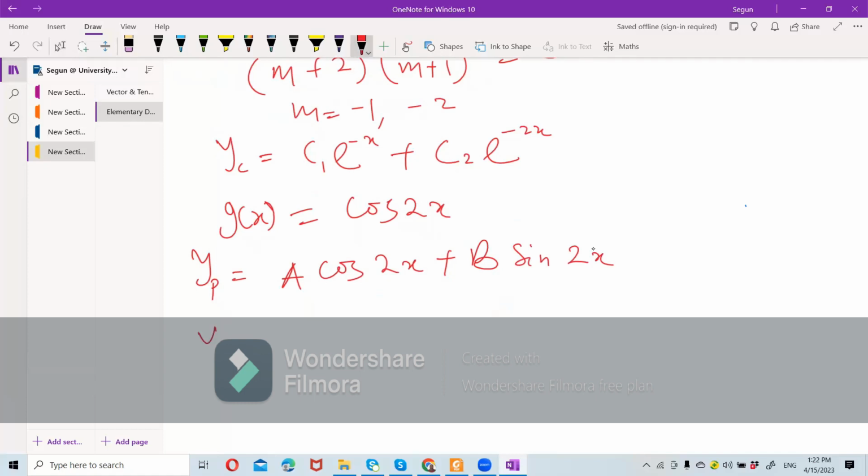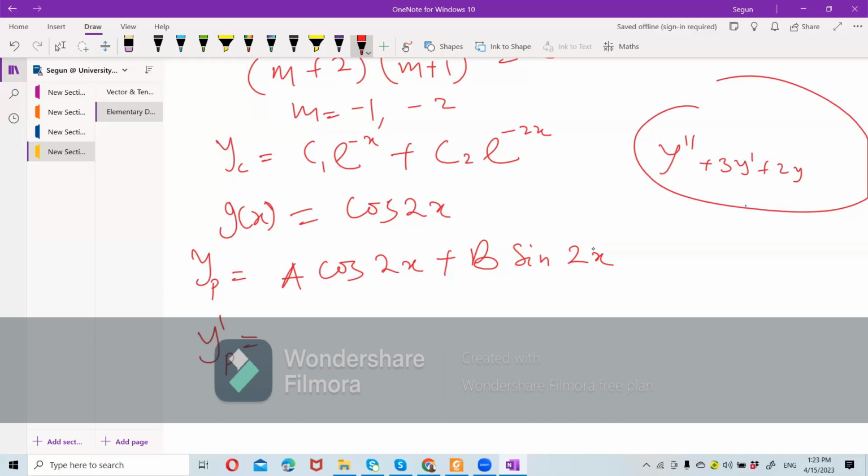Now, the question is, let's differentiate. You have to differentiate yp first, because from our question, we have y double prime plus 3y prime plus 2y. We only have y, which is yp. Then we need to differentiate the first time and the second time. For the first time, when you differentiate cos 2x, what do you have?